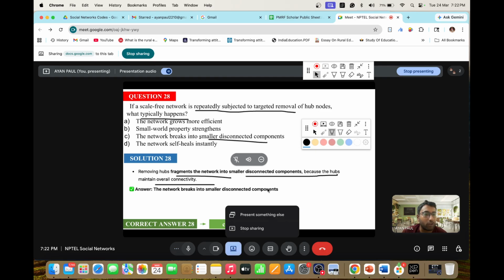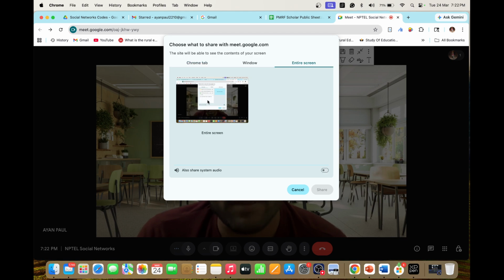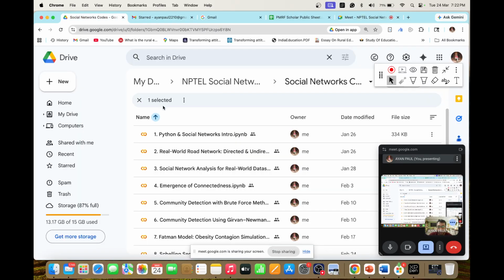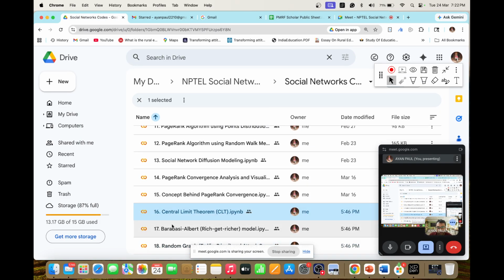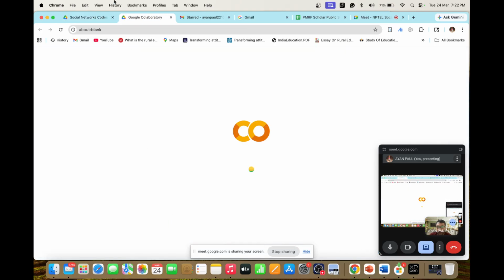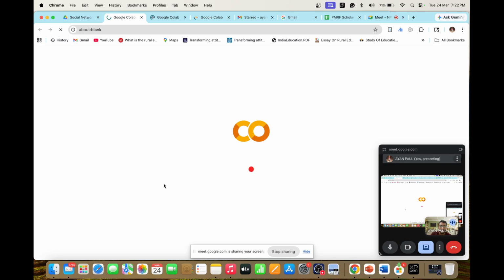So before closing this session, let me show you some of the codes which will be interesting to you, codes that will be helpful for this week. This week we will be talking about the central limit theorem, the Barabasi BA model and ER model, and attack survivability. So let's open it one by one.